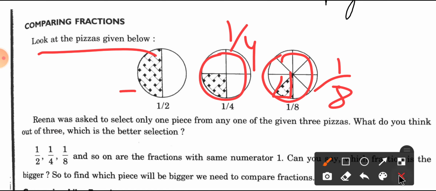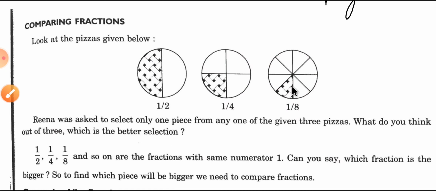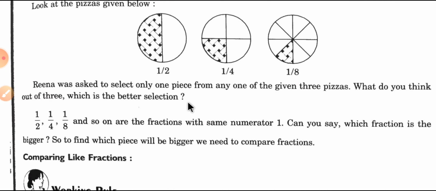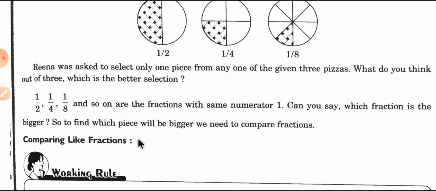So here one choice is given for Reena, that out of these 3 pizzas you have to select only one piece. So you can say that she will select the bigger one only. So we have to compare which one is the bigger part here. 1 by 2, 1 by 4 and 1 by 8 are fractions with the same numerator 1. You can see that the numerators are equal. So can you say which fraction is the bigger? For finding this, we need to compare the fractions.